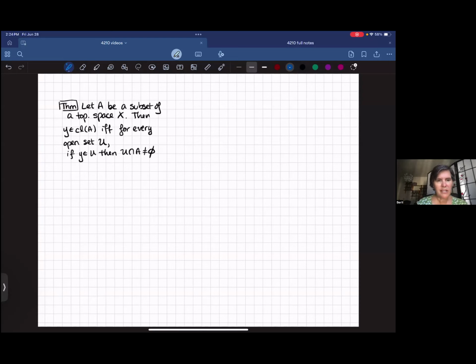Okay, so the theorem says, let A be a subset of a topological space X. Then Y is in the closure of A if and only if for every open set U, if Y is in U, then U intersect A is not empty. Okay, if Y is in U, then U intersect A is not empty.